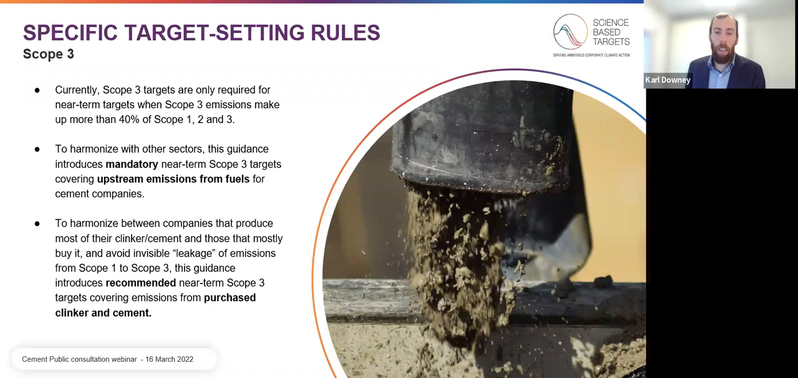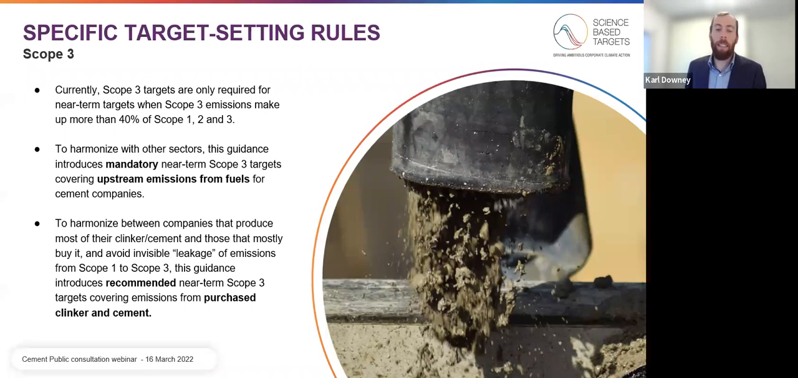The second new element we're introducing here, as a recommendation rather than a requirement, is about purchased cement and clinker, where we've seen an issue: if a company who was producing most of their clinker then moved to a model where they were purchasing more of it and producing less, they would see their Scope 1 emissions go down. But if they had no Scope 3 target, this wouldn't be captured in rising Scope 3 emissions. So there's potential leakage here of emissions.